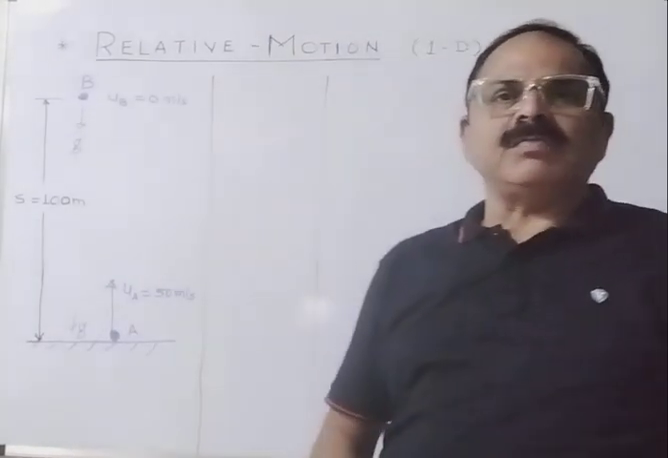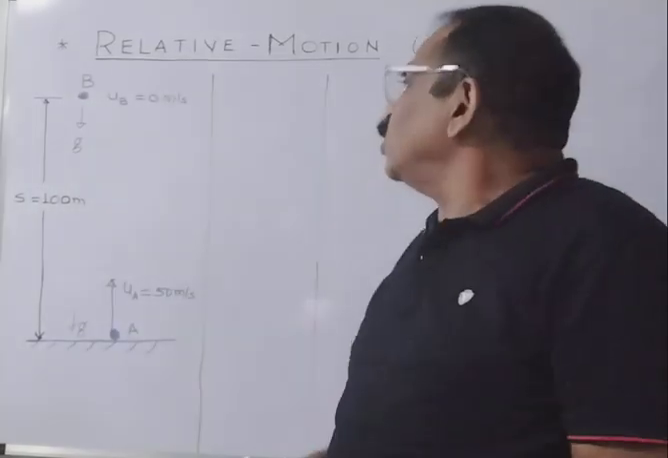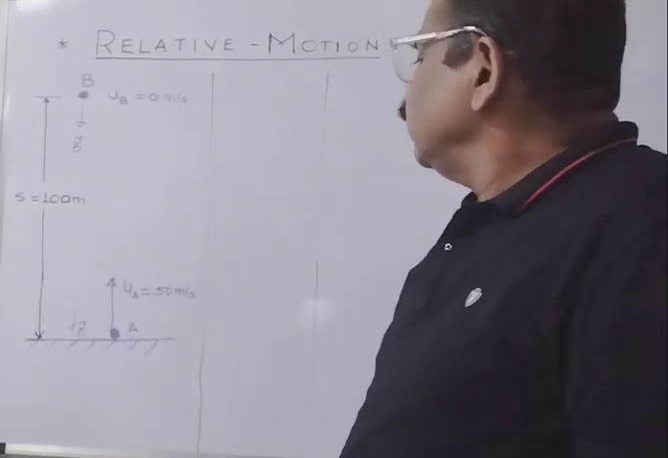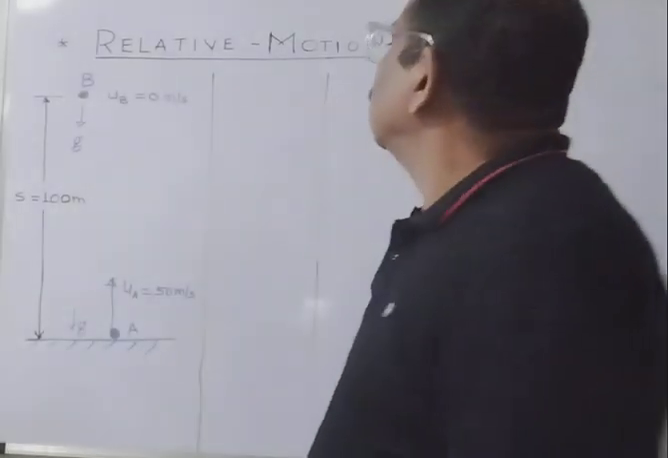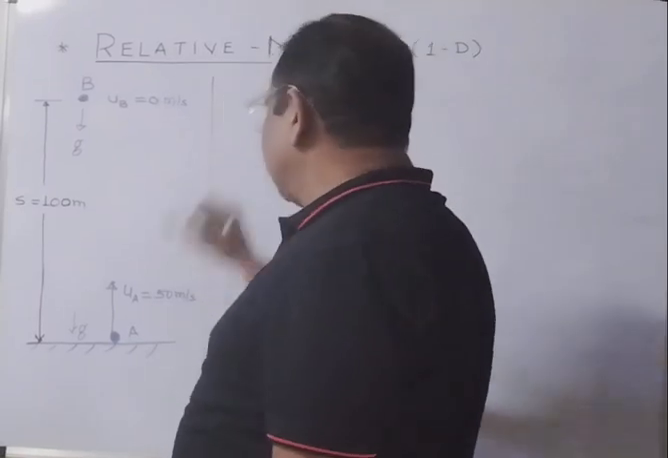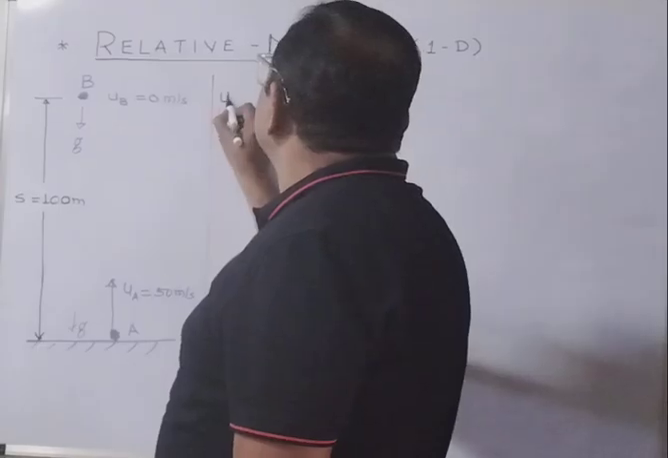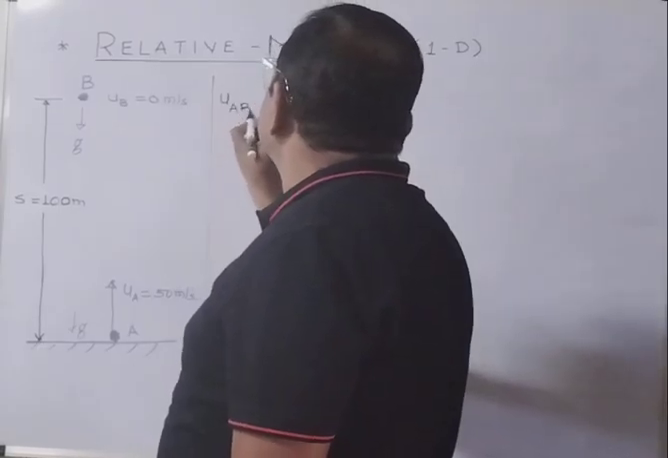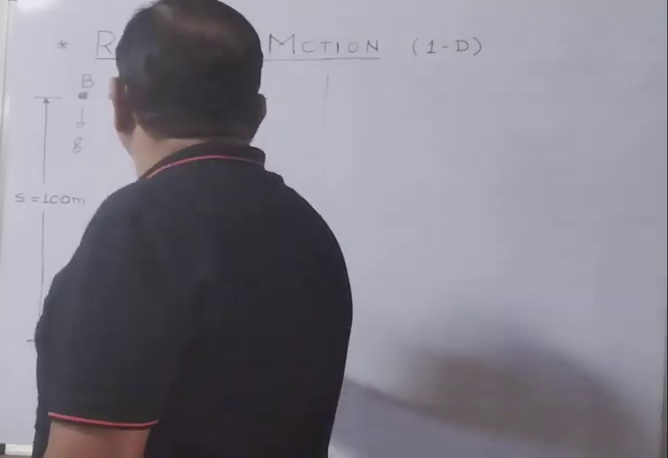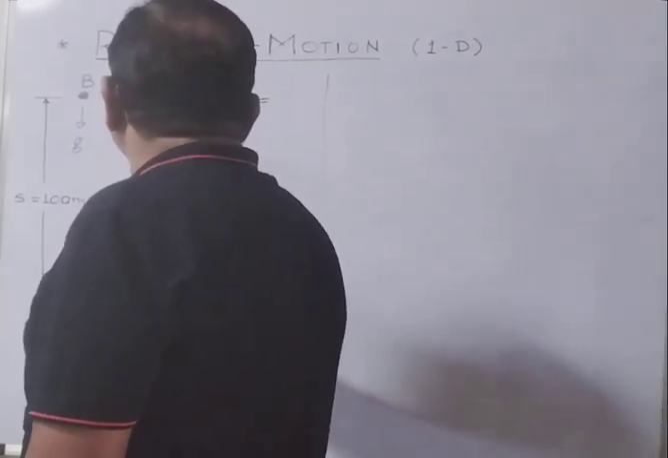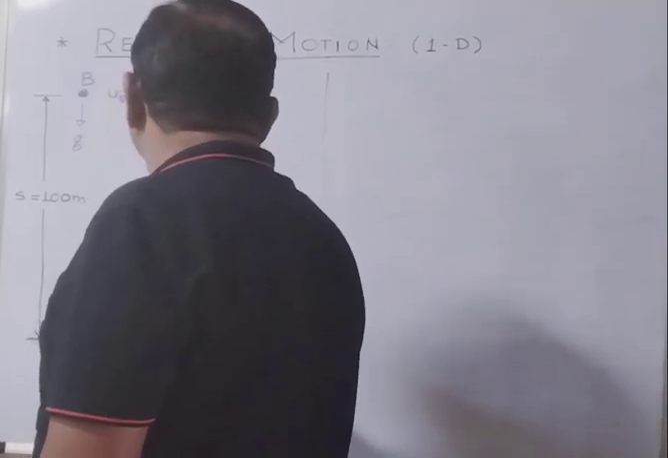To solve such kind of problem, it is easy to consider relative motion. What is relative motion? Here, we are considering one of the particles at rest with respect to the other one. So if I take observation from particle A, the initial velocity of particle A with respect to B can be written as u_AB. Anything going in upward direction we take as positive, and in downward direction we take as negative.